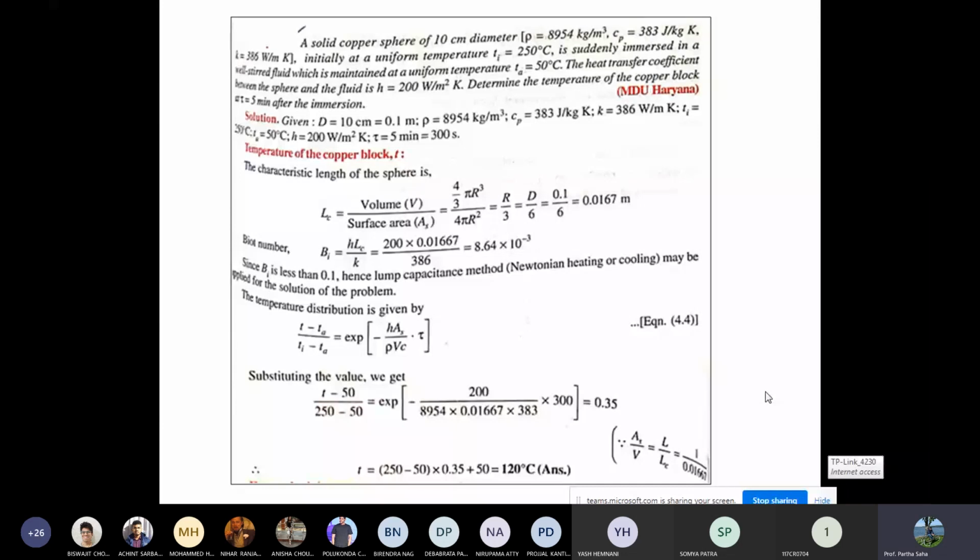So you have to determine the temperature. So this is a little different. The diameter of that copper sphere is given as 10 centimeter, that is 0.1 meter. Density, Cp, k, all the parameters are given. So the characteristic length is volume by surface area here.